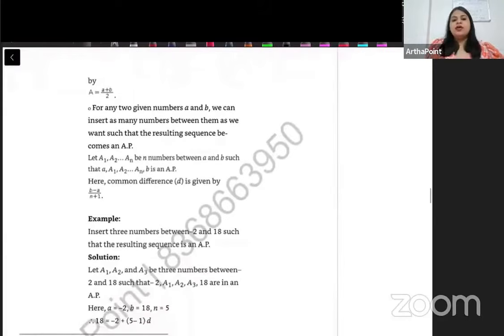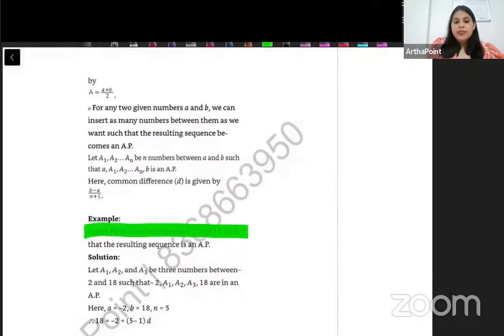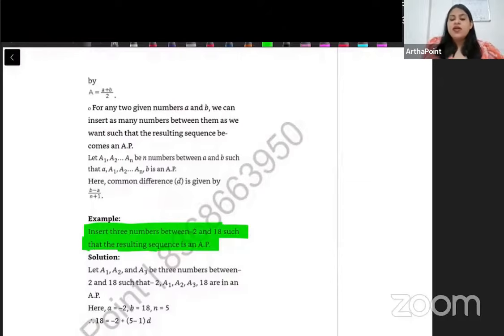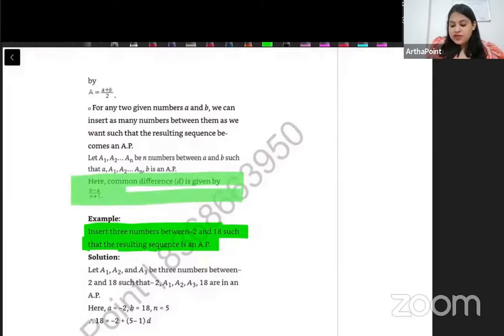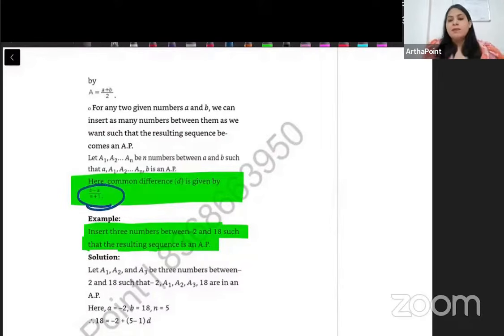Now, let us go ahead and come to another property. See, sometimes a question will come like this. Let's read the question first. Insert three numbers between 2 and 18 such that the resulting sequence is an AP. So whenever you are given that you have to insert a certain number of terms between two terms A and B such that the resulting sequence is an AP, you must be able to use this formula. The common difference is given by B minus A upon N plus 1.